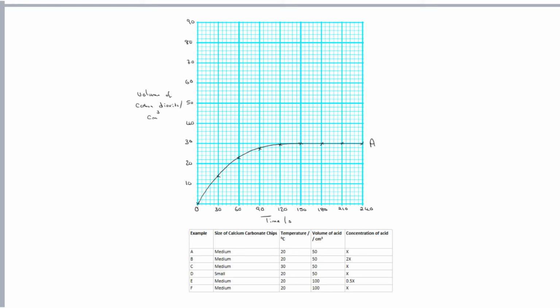Let me draw that in for you now. So we'll be looking for two things there. A less steep gradient, but exactly the same volume of carbon dioxide produced.